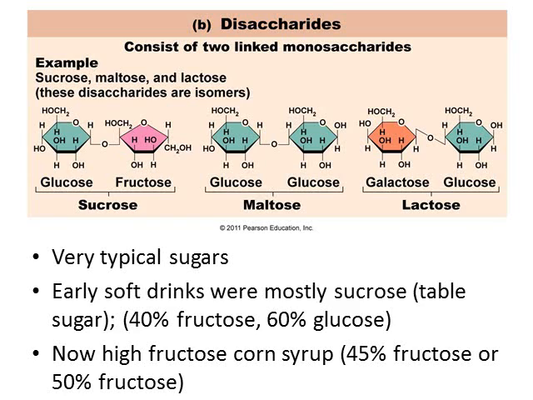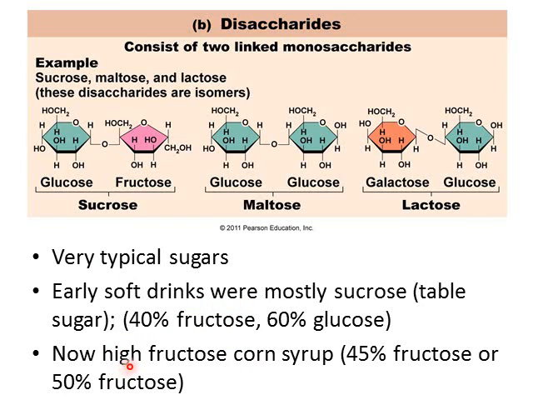So these are the examples of disaccharides like I just mentioned. So you can see there's 2 carbon rings in each of these. Okay, so these are your very typical sugars. Okay, so sucrose and fructose are very, very typical sugars. So the early soft drinks were mostly sucrose, which is really just table sugar. Okay, and sucrose is 40% fructose and 60% glucose. Okay, so that's sucrose right here.